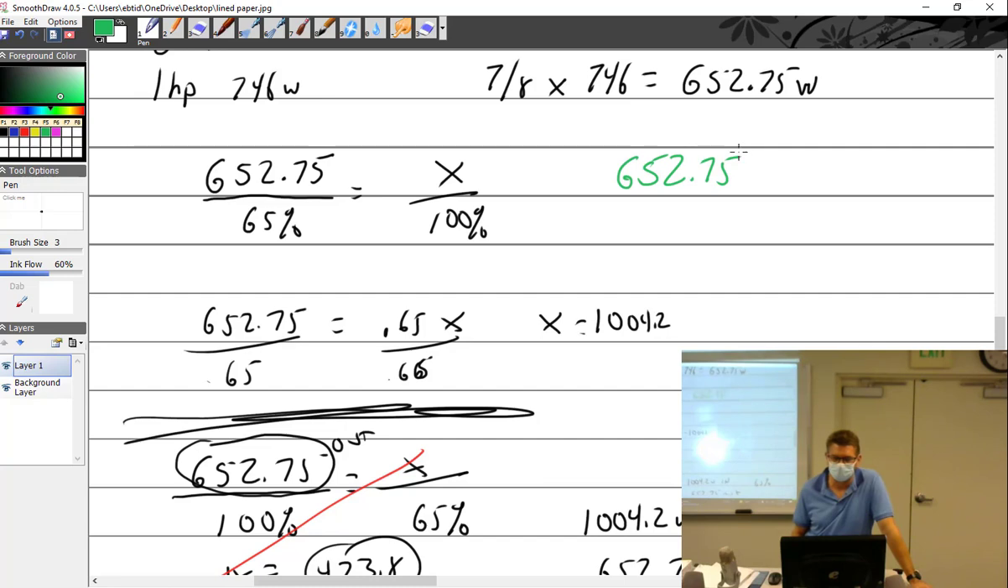652 is the output. Output over 65% is the out, over X is in. Nope, because 100 is still out. You'd have 100%. Where's that in? I don't have a good answer off the top of my head. 100% might be in. Yeah, 100% is in. There we go. Okay.